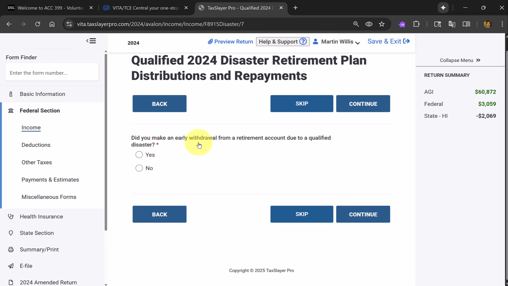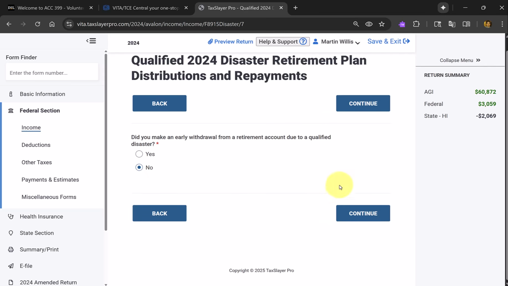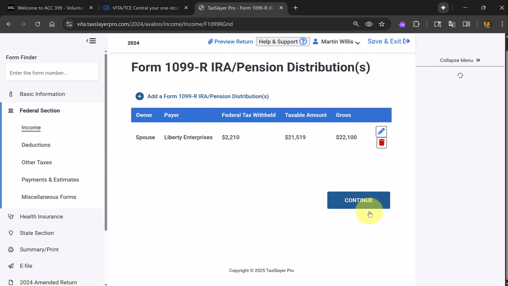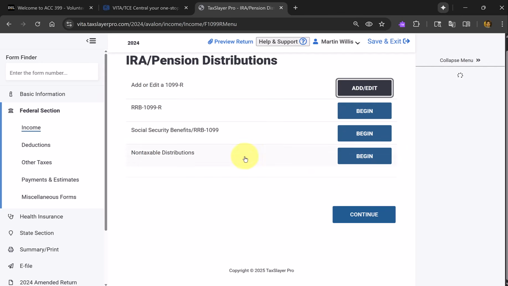Did we make an early withdrawal because of a qualified disaster? No. Continue. If you have another 1099-R form, you can create one or enter one by clicking on this plus button. Okay, we don't have any. Yeah, the Social Security is entered in another screen, not this one, which is right here. We just came from this one here, yeah? So let's go ahead and enter Yvette's Social Security benefits.